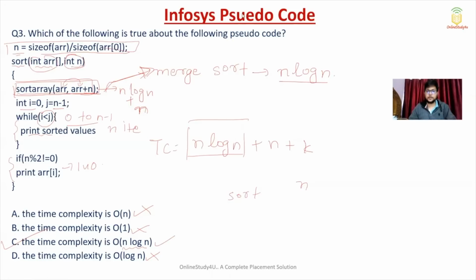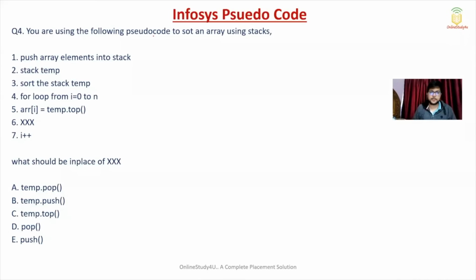Let's move on to question number 4 now. This question was on stack. You are using the following pseudocode to sort an array using stacks. So what we did, we pushed the array elements into the stack. There is a stack temp.